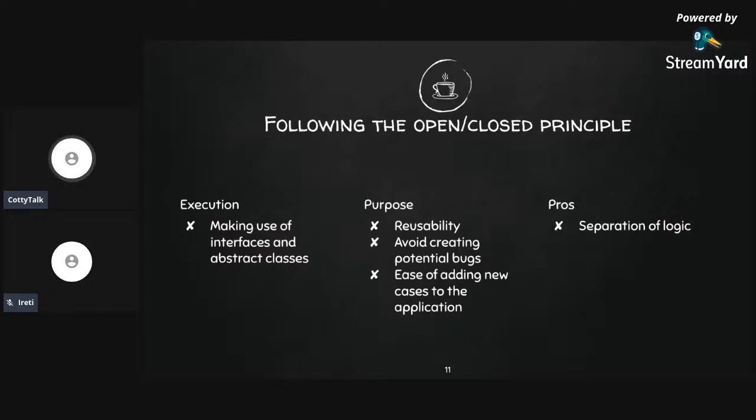Okay, so when you are following the OCP, you want to make sure you are using classes, interfaces, traits, and all of that. That way, your code is reusable, and you avoid creating potential bugs, like I mentioned earlier. When you have to go back to that base function and update it based on your own use case, it might cause problems, so you want to avoid that. You still want to use the function, but you want to be able to add your own logic to it. There's ease of adding new cases to the application, and then the separation of logic.